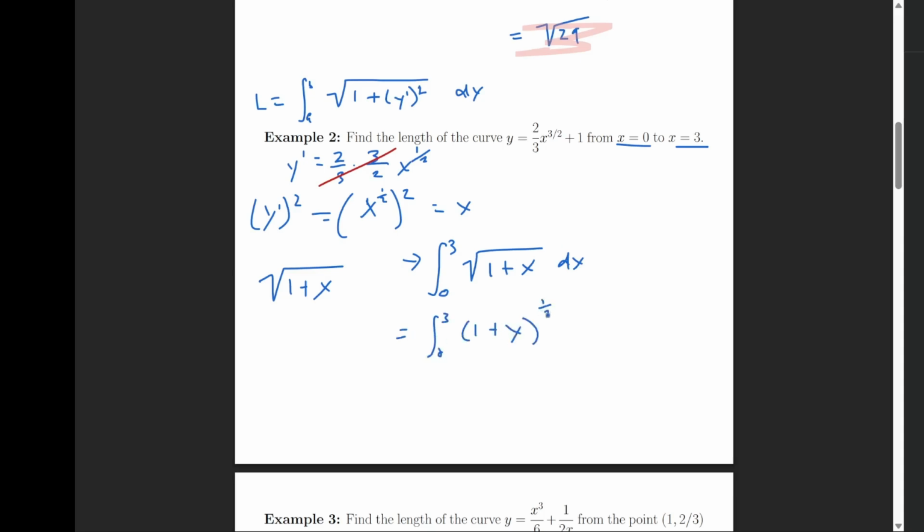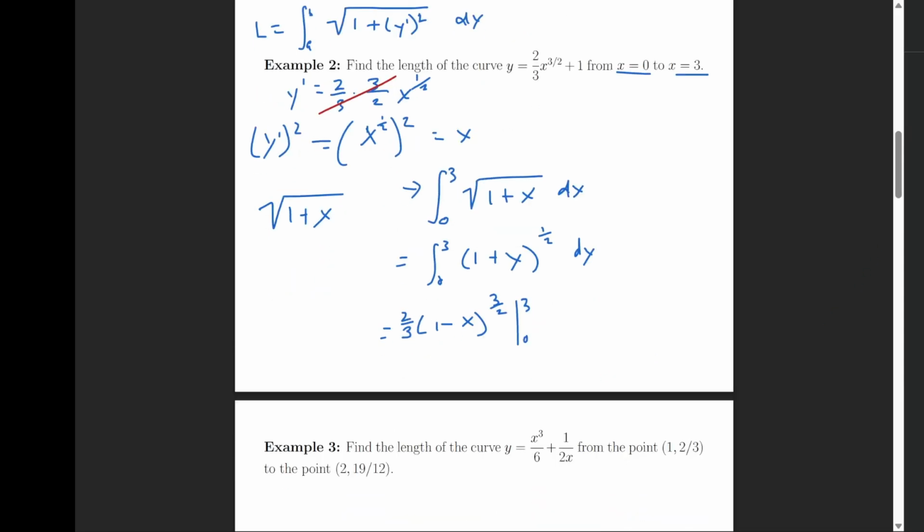But you know, this is also the same thing as this. And then when you integrate that, you just add 1 to the exponent and divide by the new exponent. So this would be 3 over 2, and then divided by 3 over 2, which just flips, so you can just give me 2 over 3. And then bounds from 0 to 3. I did not leave myself a lot of space for this, so I'll just do it right here.